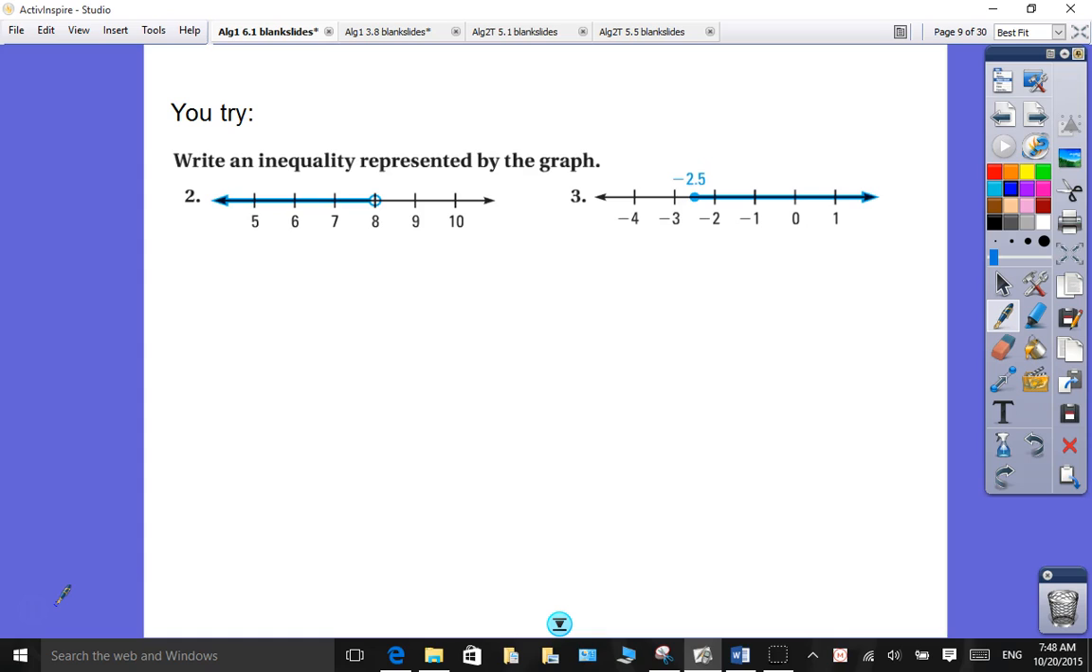So what did you say on the left? Variable x is less than 8. How about the one on the right? Greater than or equal to negative 2.5.